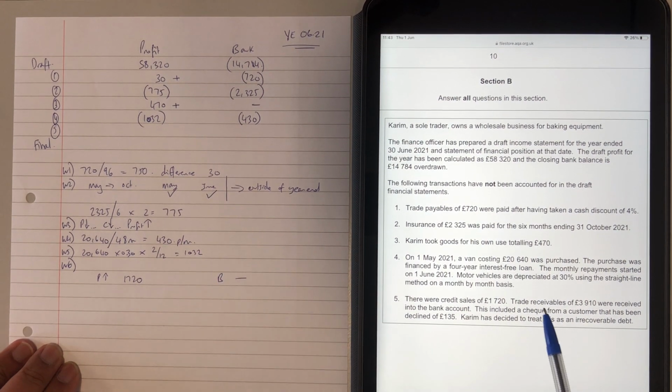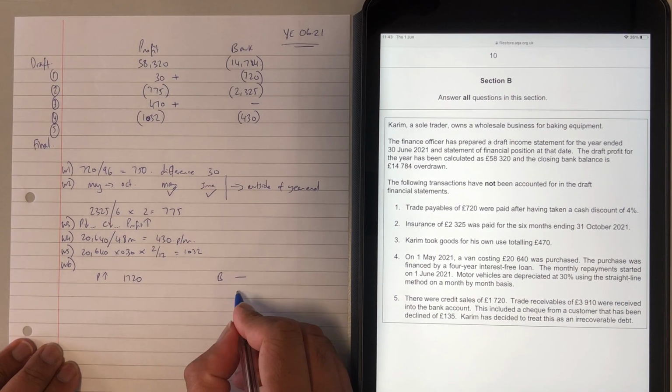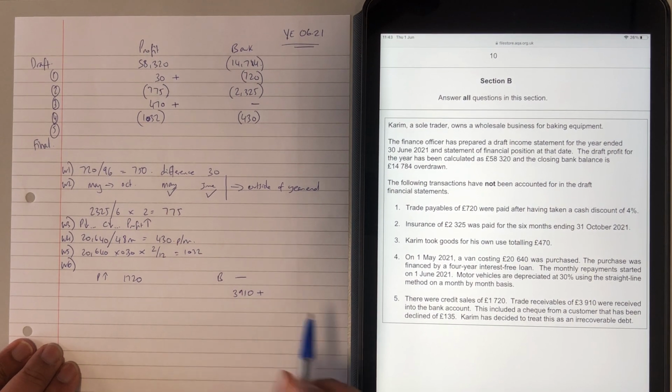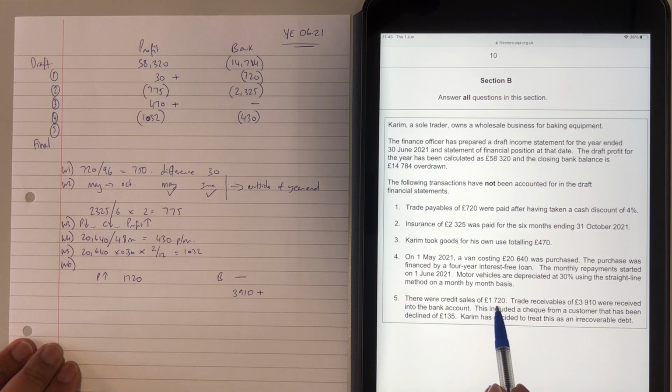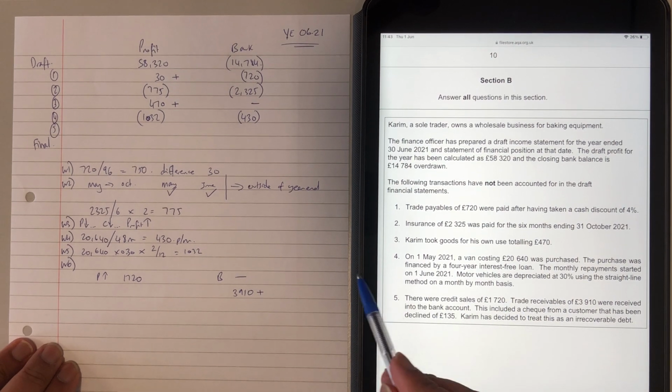Let's move on. Trade receivables of 3910 were received into the bank. We received money from customers. Okay, so that means bank is going to go up. So we're going to add 3910. How does that affect profit? Well, if customers pay us, it doesn't affect our profit. Why not? Because it would have affected our profit when we had the sale, the initial agreement.